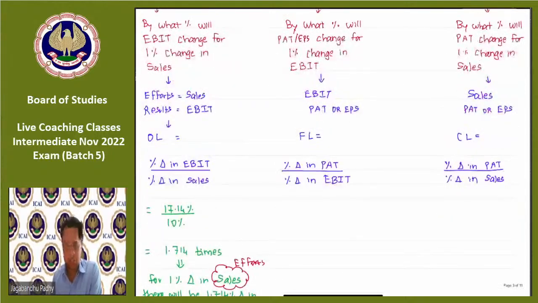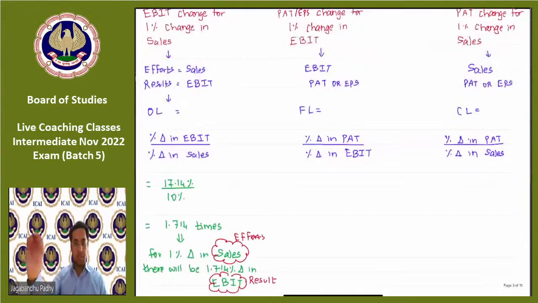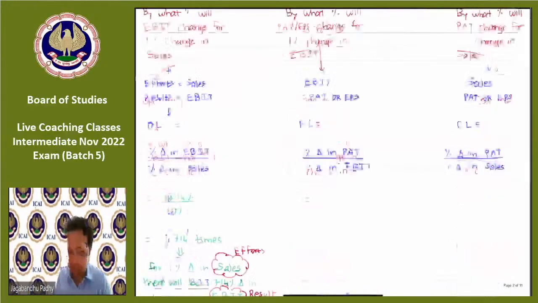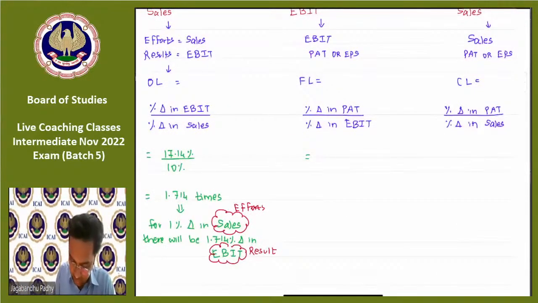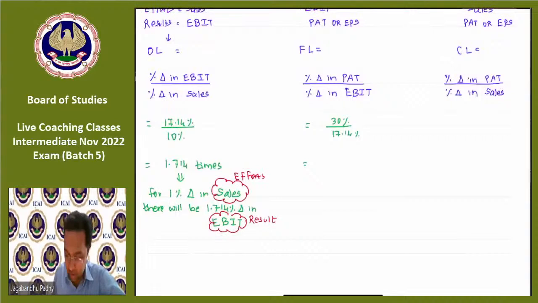If you look at the formula for financial leverage, it says percentage change in PAT upon percentage change in EBIT. Now, when we talk of percentage change in PAT, for how much percent is my PAT or EPS changing? It's 30%. Upon what is the percentage change in the EBIT? In EBIT, there was a 17.14% change, and therefore you can divide it and you'll get the answer as 1.75 times.